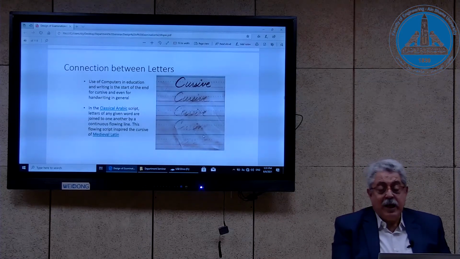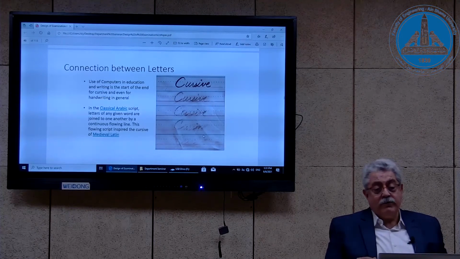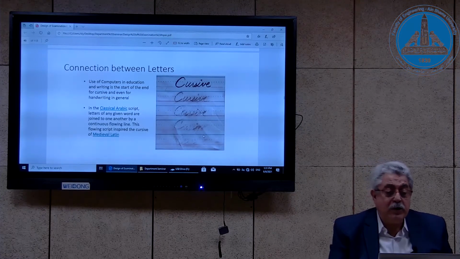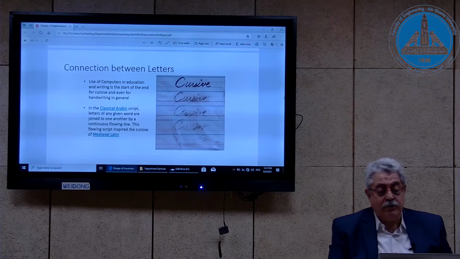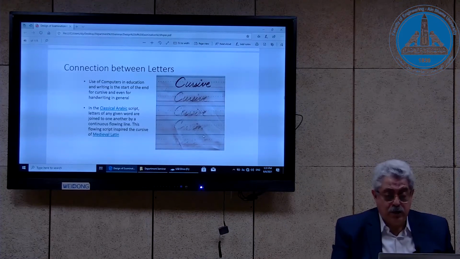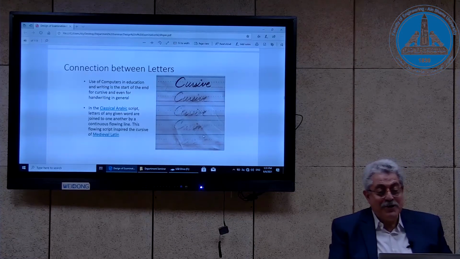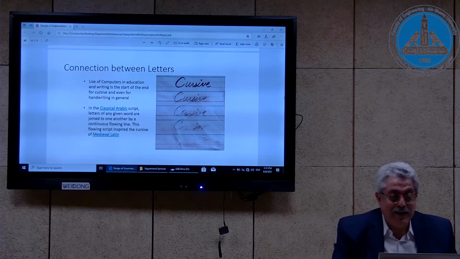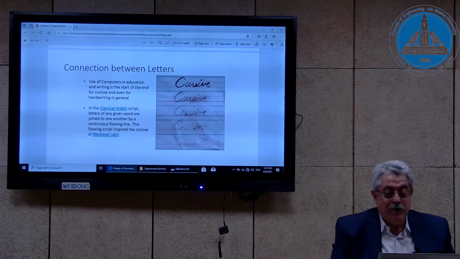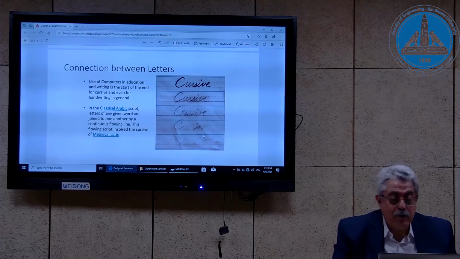This slide is about how the cursive font is disappearing. Use of computers in education and writing is the start of the end of the cursive and even for handwriting in general. This particular cursive in the English language is taken from the classical Arabic script. Letters of any given word are joined to one another by continuous flowing lines.